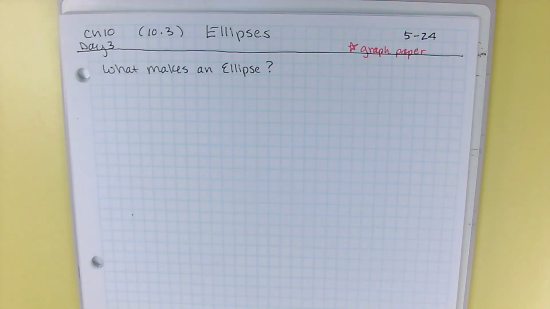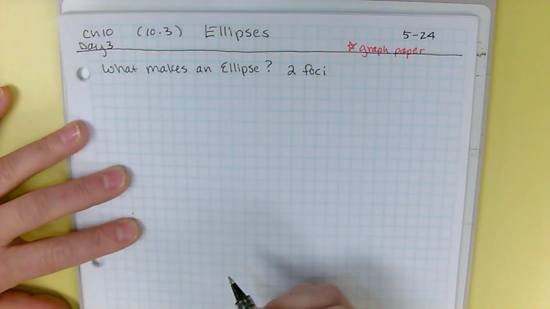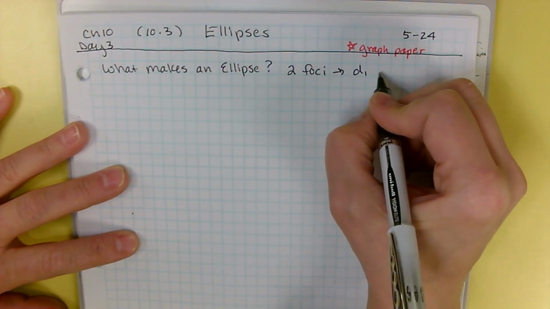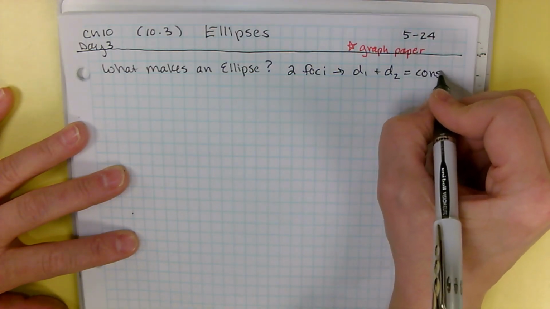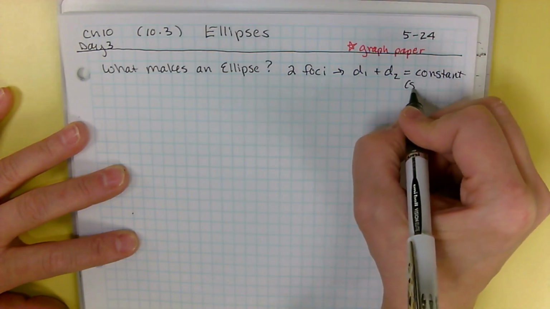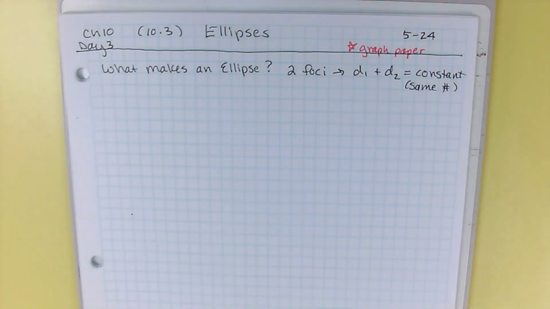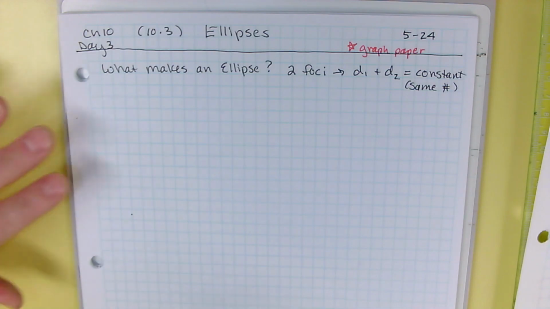Okay, so what makes an ellipse is you have two foci. The distance to the first one plus the distance to the second one is always a constant, which means it's the same number. So we always do the foci, even though they aren't actually physically on the graph, they do make the graph.